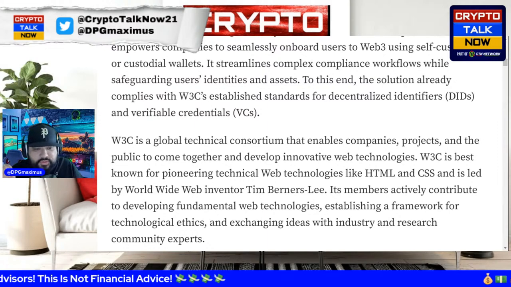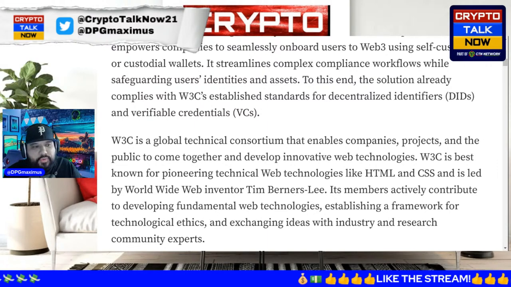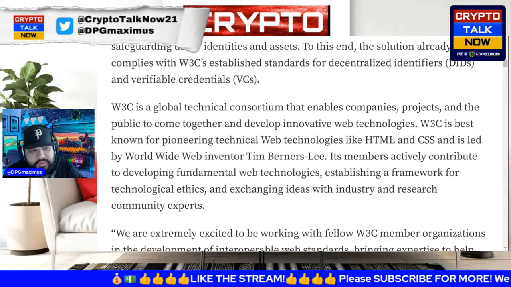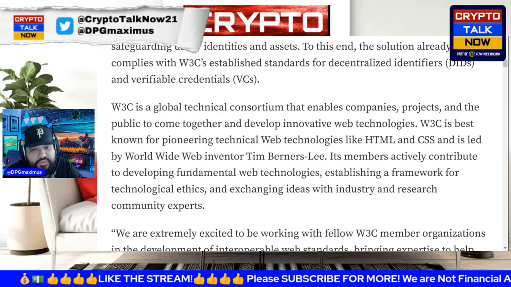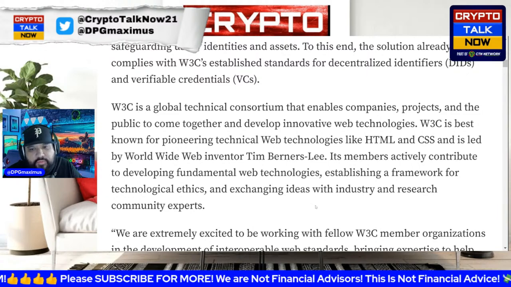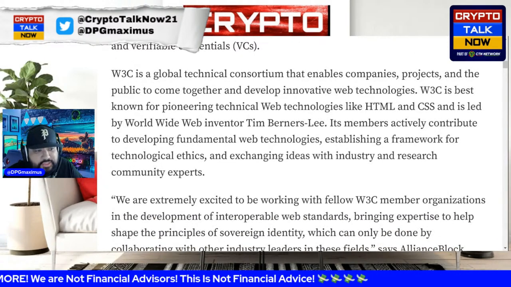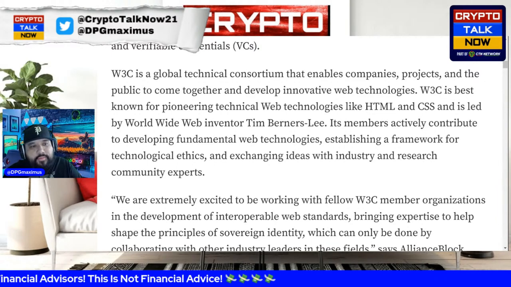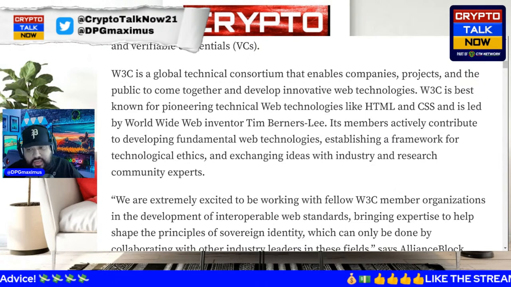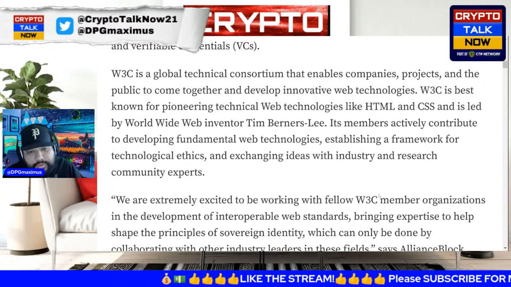And just like Tokenizer, when he was on the show over a month ago, pointed out, this is just one of many things that Nextera provides. It says W3C is a global technical consortium that enables companies, projects, and the public to come together and develop innovative web technologies. W3C is best known for pioneering, like I just mentioned with the IETF, for crying out loud, I can't make this stuff up, technical web technologies like HTML and CSS, and is led by the World Wide Web inventor Tim Berners-Lee.